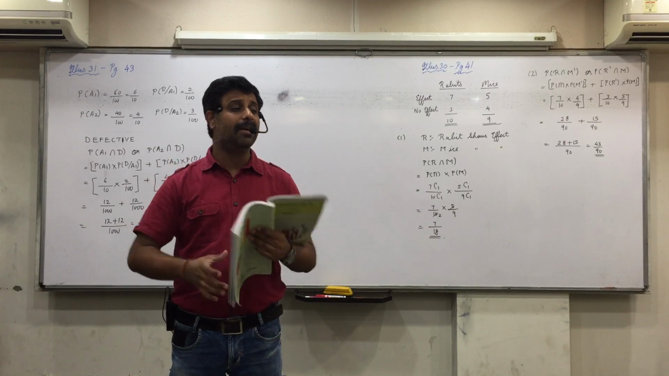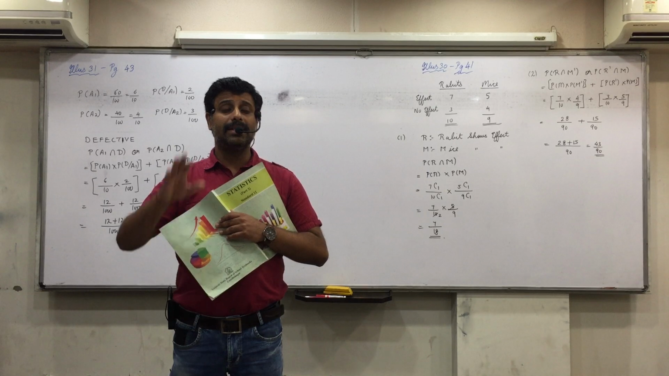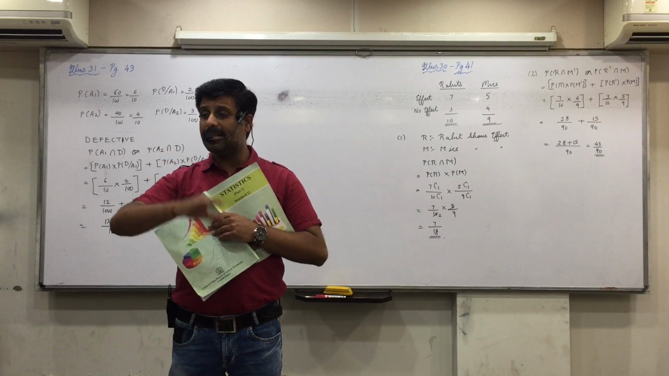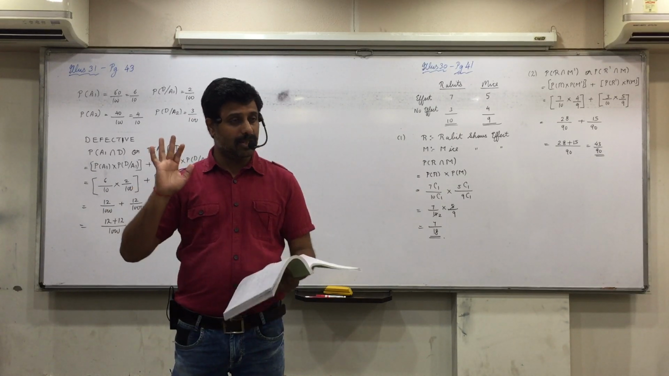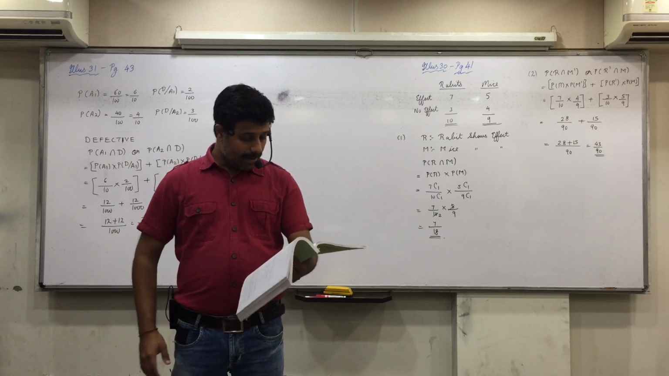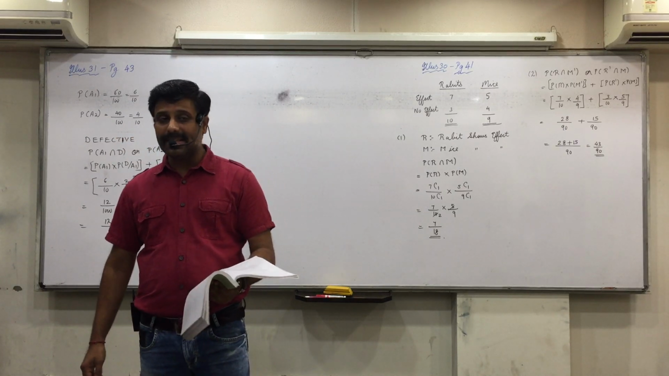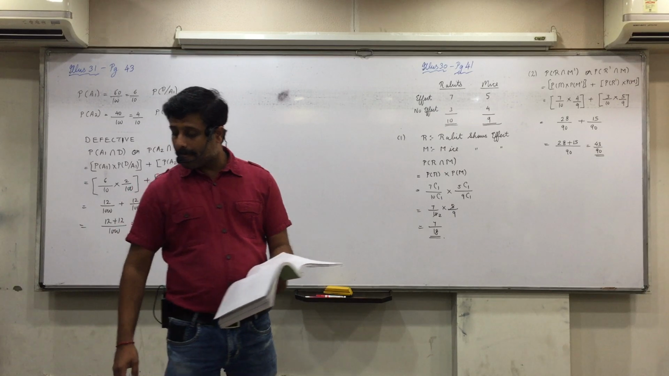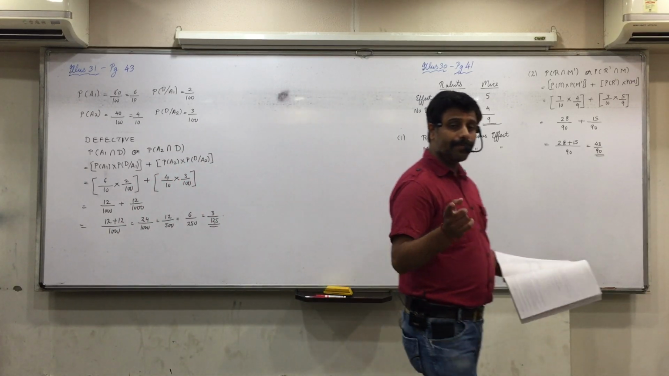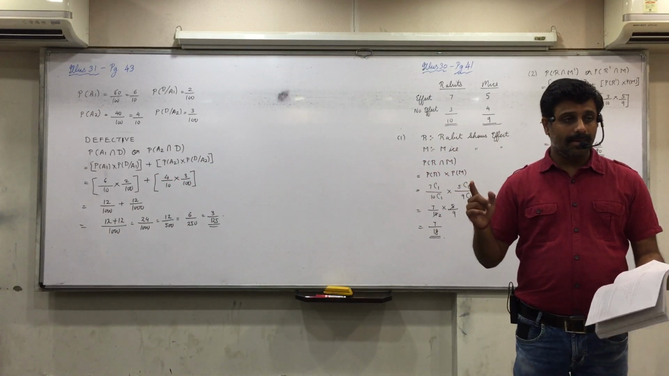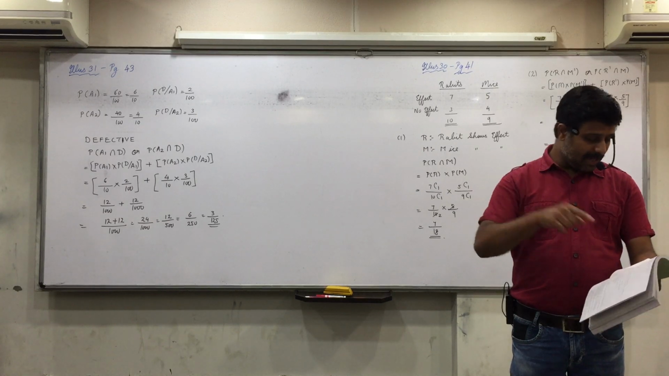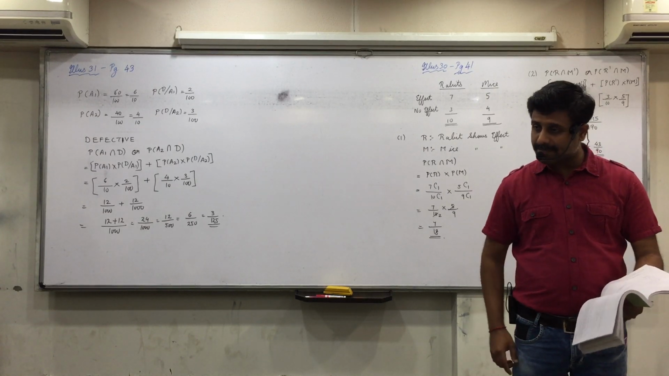Are they dependent or independent? Does the rain in city A depend on rain in city B? No. They are independent events. So P(A) into P(B). And then at least one city has rain means P(A union B). How will you find P(A union B)? P(A) plus P(B) minus P(A intersection B), which you obtained in the first one.